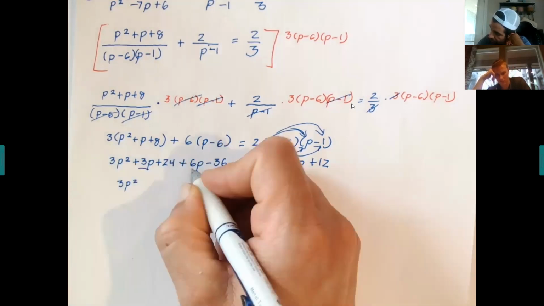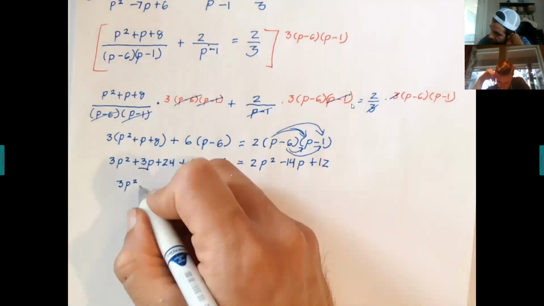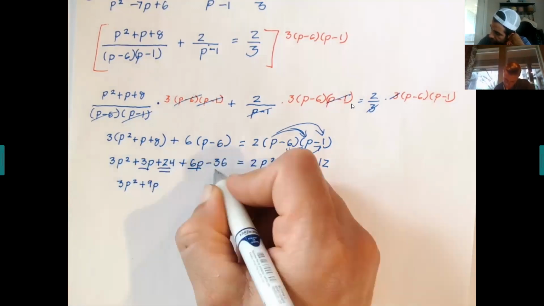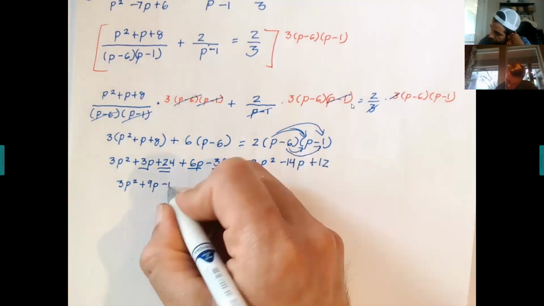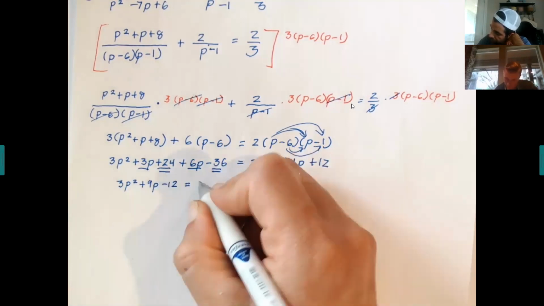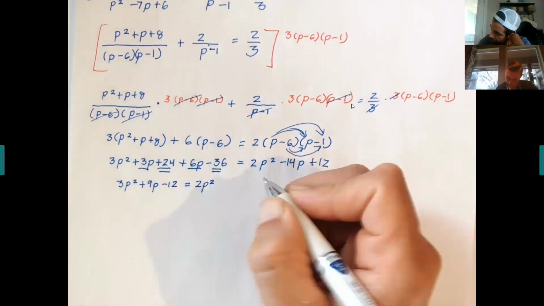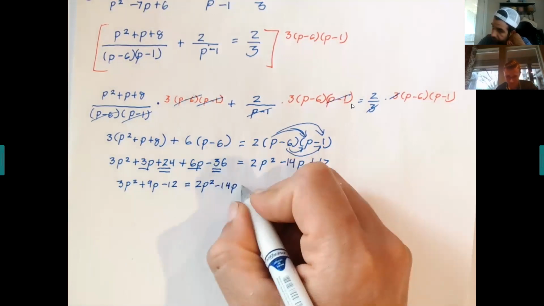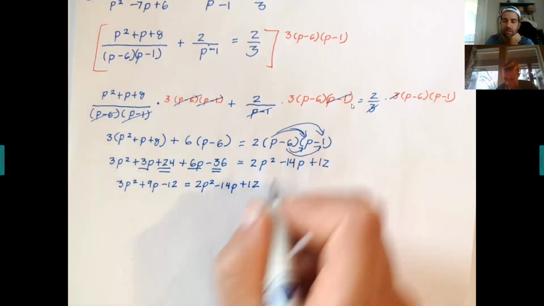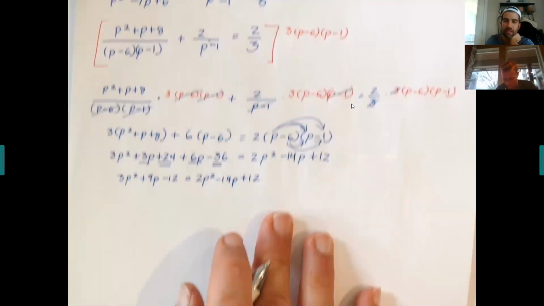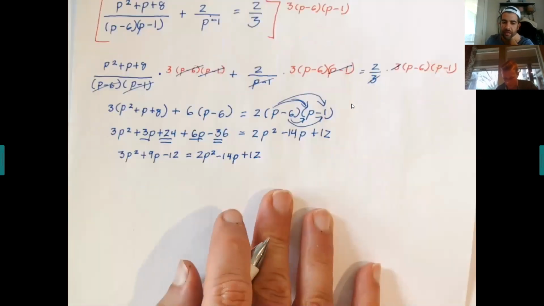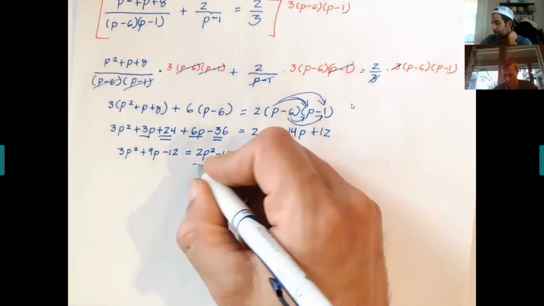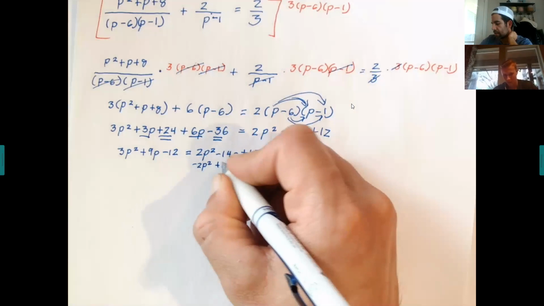Let's see, we have a 9p. And 24 minus 36 is going to be negative 12. And that's equal to 2p squared minus 14p plus 12, like that. All right. And then now I'm going to do what I said I was going to do, which means I'm going to subtract everything to one side.